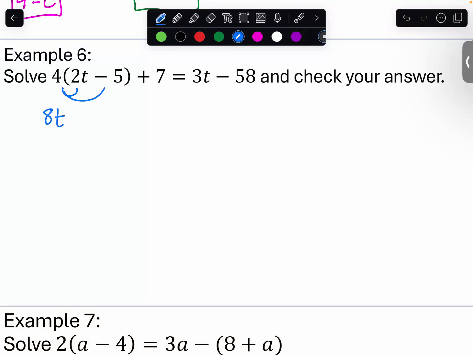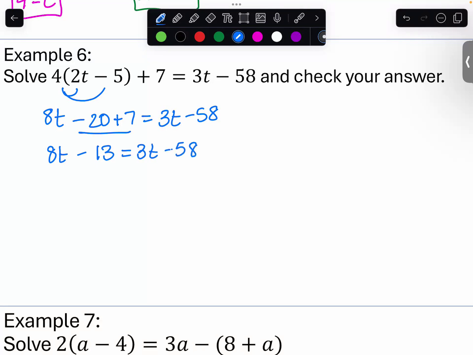So I have 8t minus 20 plus 7 is equal to 3t minus 58. I'm going to combine like terms on the left-hand side together to get that 8t minus 13 is equal to 3t minus 58. I'm going to move all my variables to the left-hand side to get a 5t. I'll move all my constants to the right-hand side, so I'll add 13 to each side to get a negative 45. Now I divide each side by 5, so I get that t is negative 9.